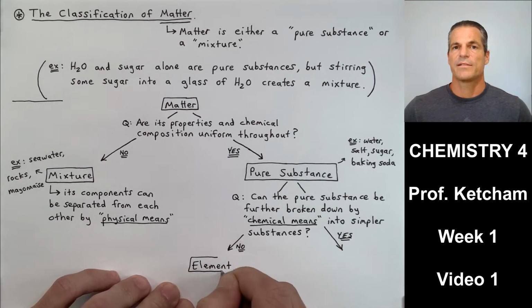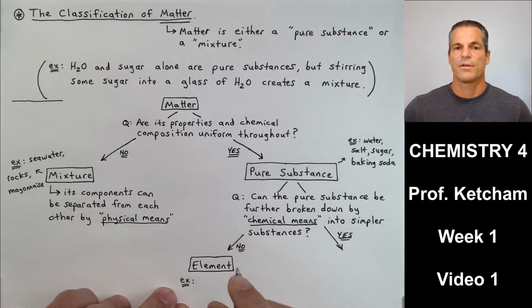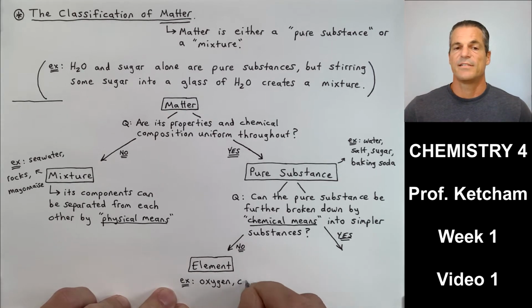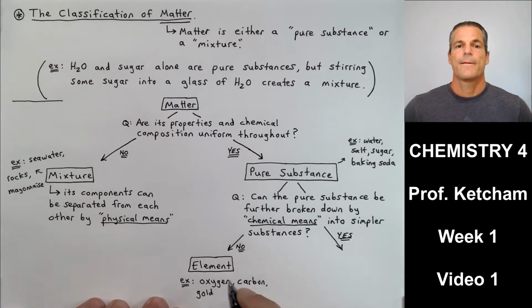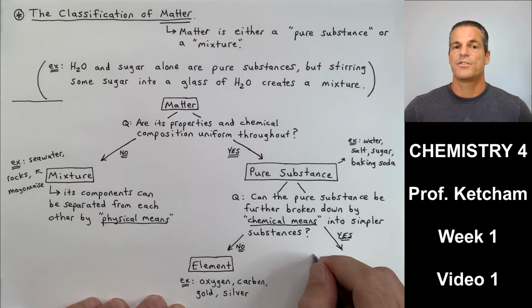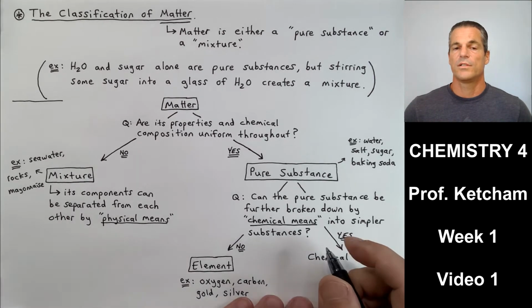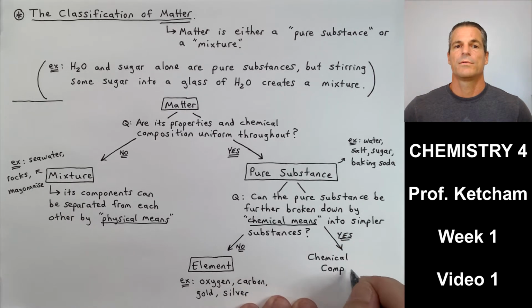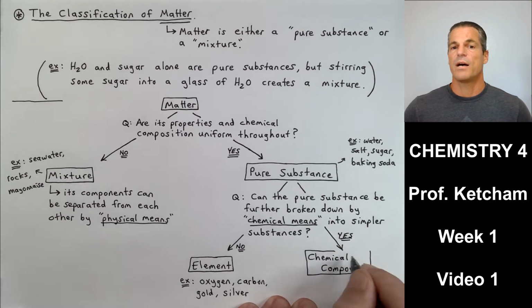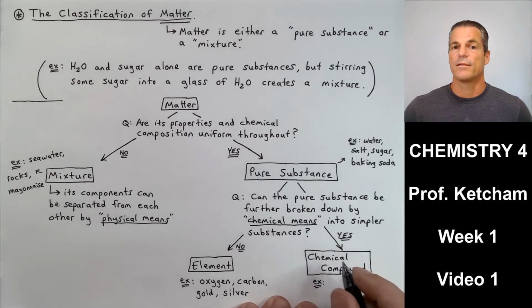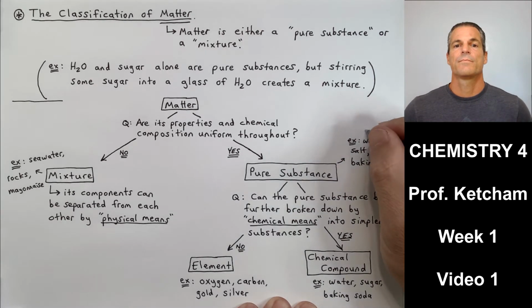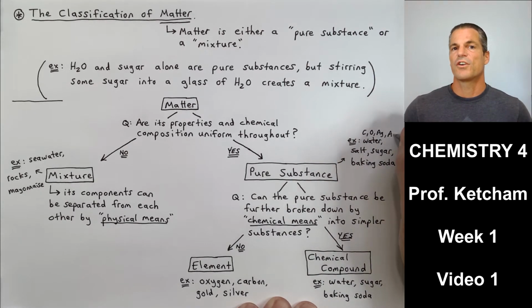Elements are on the periodic table. They cannot be broken down further without losing their identity. So we just have examples there for you: oxygen, carbon, gold, silver, elements of the periodic table. On the far right, chemical compounds are if you can break down the pure substance chemically. Regarding a chemical, you need a chemical reaction to do it. So examples are water, sugar, baking soda.